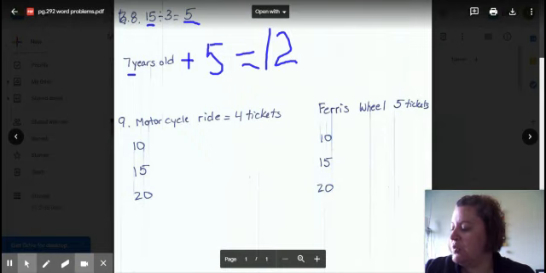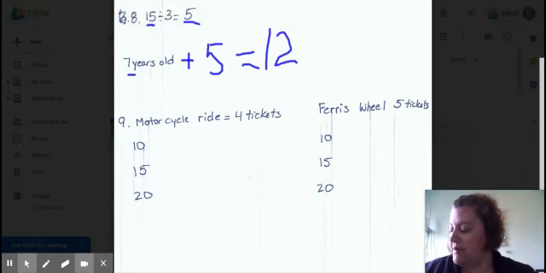Lila and Leo enjoyed the rides at the Calgary Stampede. They can buy ride tickets in strips of 10, 15, or 20. Lila likes the motorcycle ride. Now, if you look in the picture here, it says the motorcycle ride is 4 tickets each time. How many rides can she have with each strip of tickets?